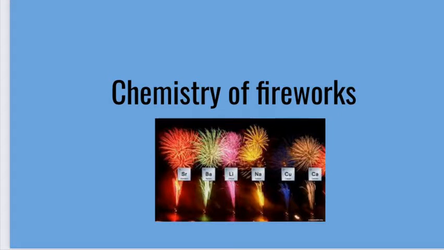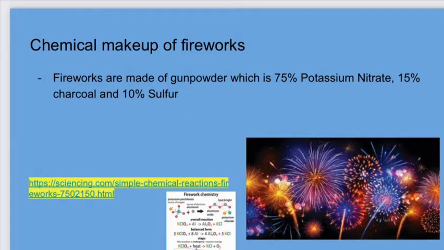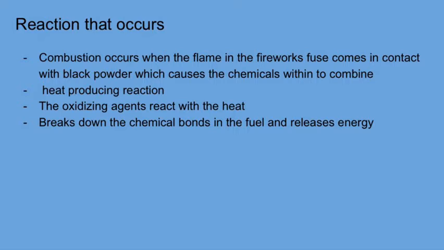Chemistry of fireworks. Chemical makeup of fireworks. Fireworks are made of gunpowder, which is 75% potassium nitrate, 15% charcoal, and 10% sulfur. Reaction that occurs. Combustion occurs when the flame in the firework's fuse comes in contact with black powder, which causes the potassium nitrate, sulfur, and charcoal to combine. This is a heat-producing reaction. The oxidizing agents react with the heat. Oxidizing agents include nitrates, chlorates, and perchlorates. The oxidizing agents break down the chemical bonds in the fuel and release energy.